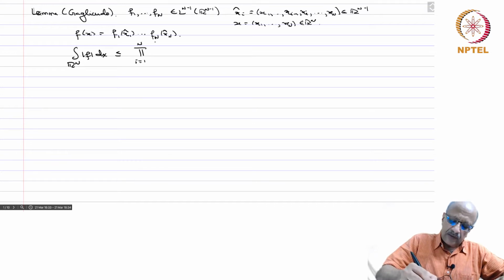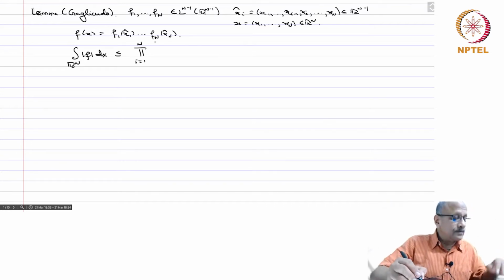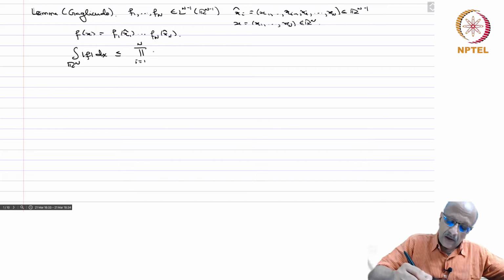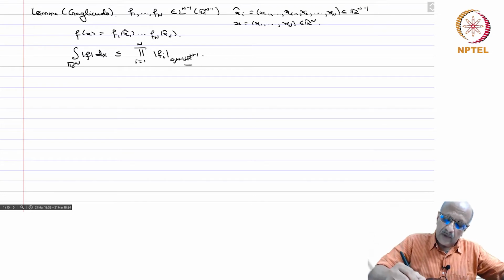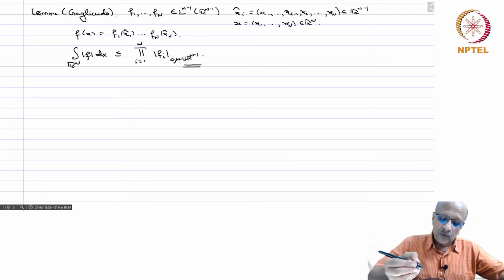Then you have the integral of |f| dx over R^n is less than or equal to the product, i equals 1 to n, of the norm of fi in L^{n-1}(R^{n-1}). Okay, so this was Gagliardo's lemma. We checked it in the cases n equals 2 and 3. n=2 was just separation of variables, n=3 was the Cauchy-Schwarz inequality, and the general case follows by induction on n, using Hölder's inequality instead of the Cauchy-Schwarz inequality.